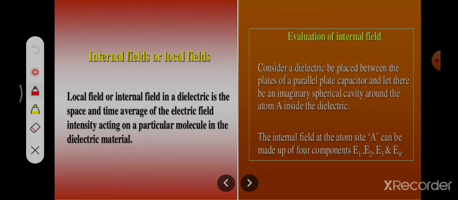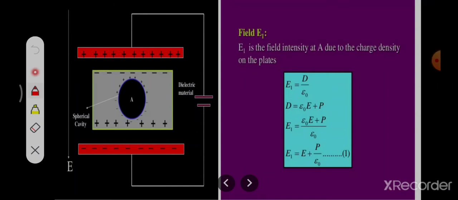Coming to Lorentz field or internal field. In a dielectric, it is the space and time average of the electric field intensity acting on a particular molecule in the dielectric material. Evaluation of internal electric field. Here we are considering a dielectric material which is placed between the parallel plate capacitors, and here A is the atom which is surrounded by a spherical cavity.